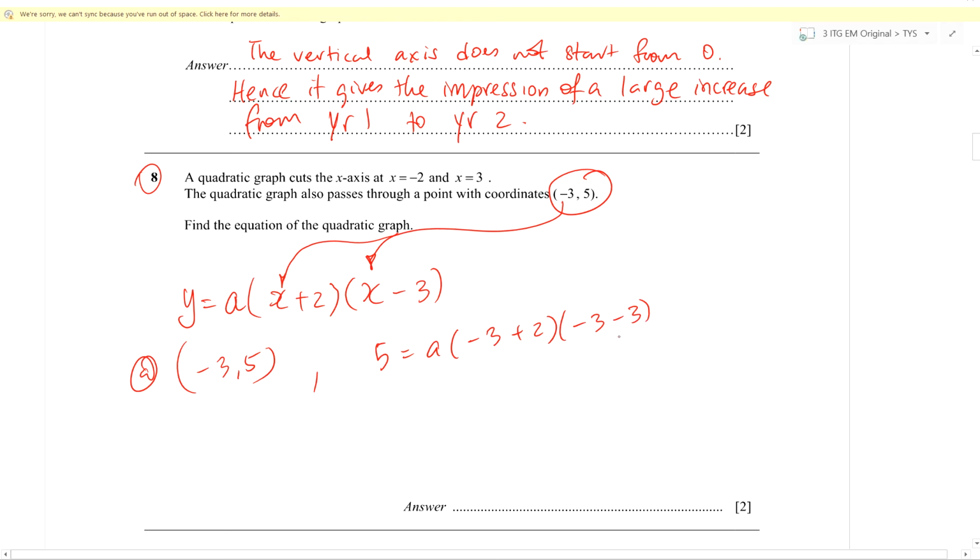So early on, you calculated that this was 6. A equals to 5 over 6. So the equation of the graph is y equals to 5 over 6, x plus 2, x minus 3. No need to expand. If you want to expand, also okay. Okay, if you were to expand this, you will see that the coefficient of x squared is 5 over 6.